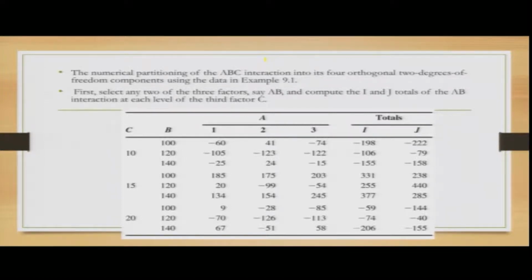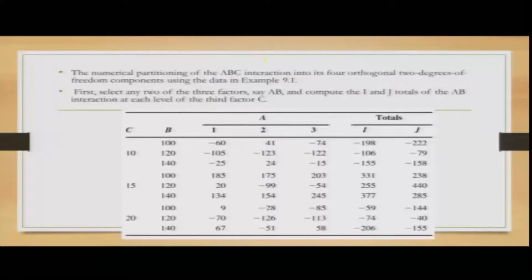First, select any 2 of the 3 factors. So, basically we have pressure, speed and nozzle dimension. The 3 factors C, A and B you consider and compute the values of I and J. If you remember, these were the combined effects, and how you could find them out. It could be AB squared C, ABC squared, and so on and so forth combinations.